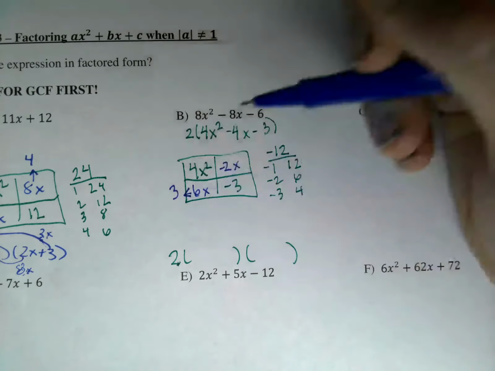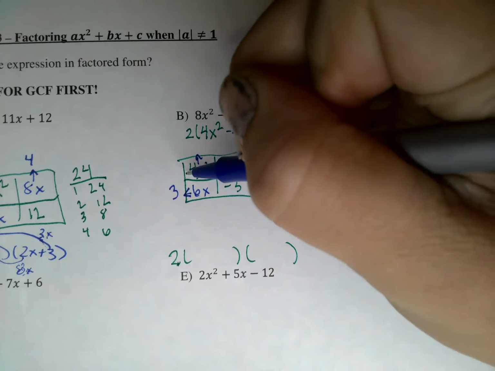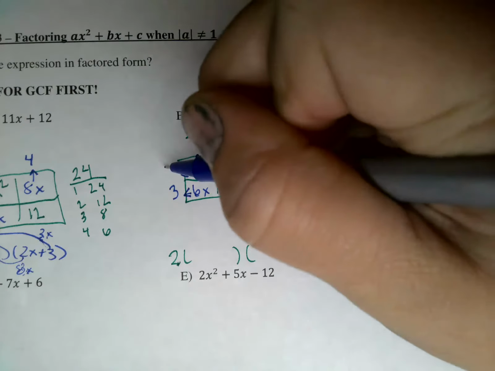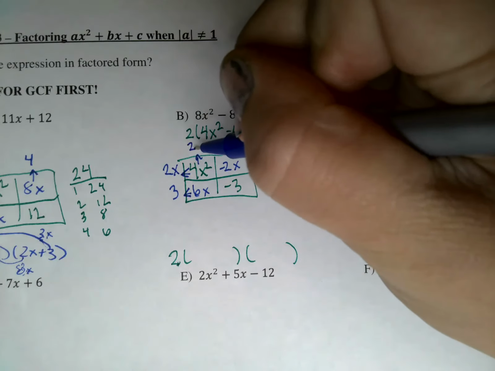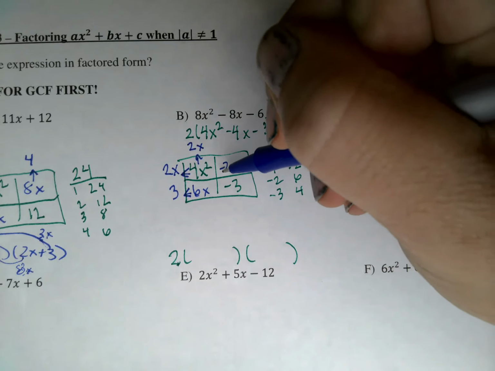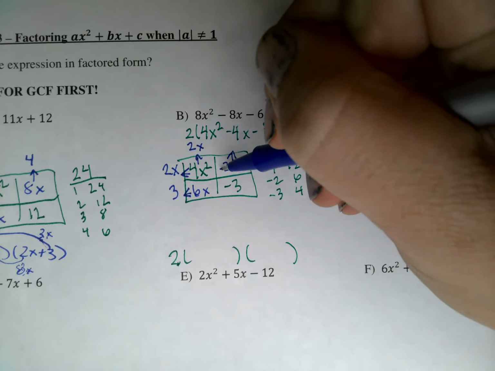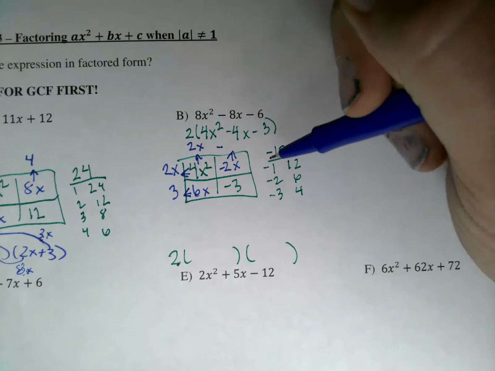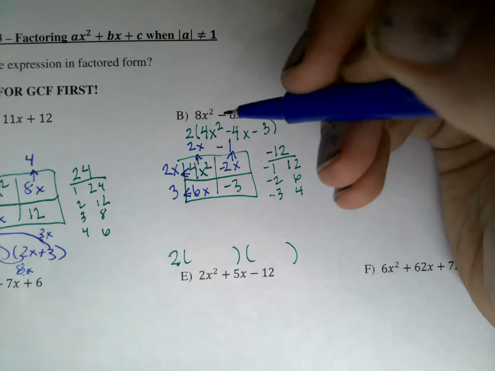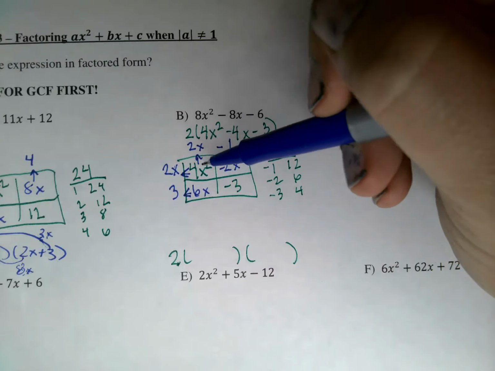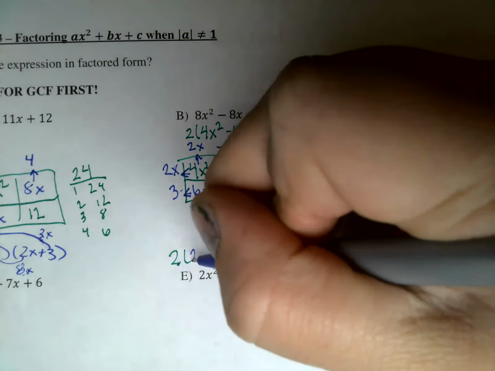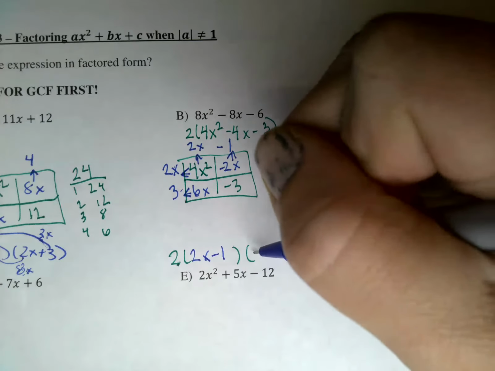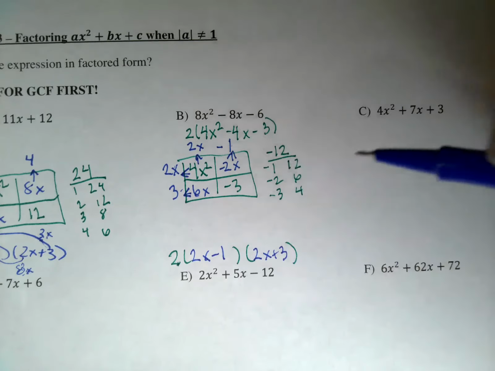They have a 3 in common. These two, oops, these two have a 2 and an x in common. Here, these also have a 2 and an x in common. And here, because this leading box is negative, I have to take out a negative and just a 1. So again, I want to make sure that these two together give me my 4x, and these two together give me my negative 3, and they do. So 2x minus 1 and 2x plus 3.